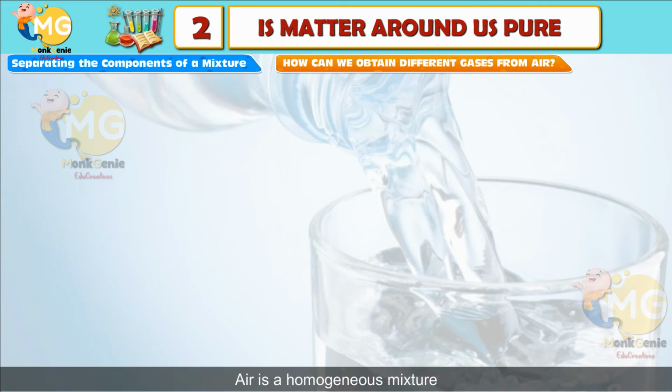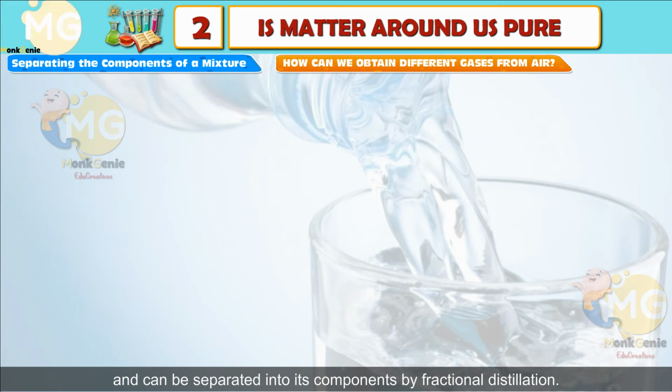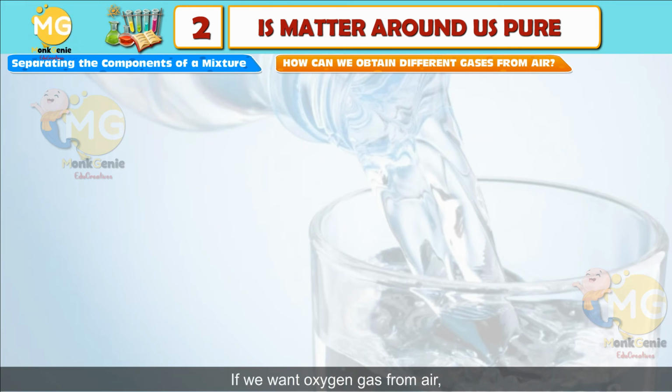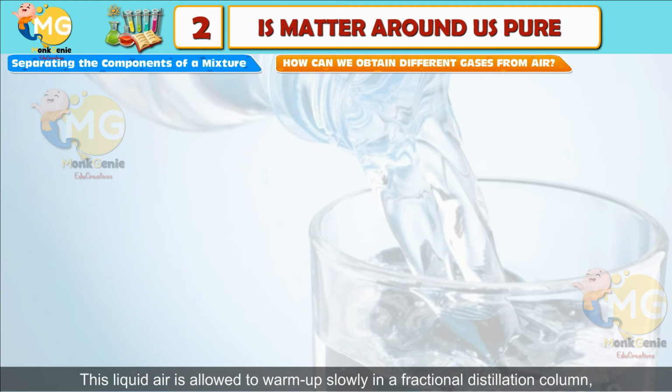Air is a homogeneous mixture and can be separated into its components by fractional distillation. If we want oxygen gas from air, we have to separate out all other gases present in the air. The air is compressed by increasing the pressure and is then cooled by decreasing the temperature to get liquid air. This liquid air is allowed to warm up slowly in a fractional distillation column, where gases get separated at different heights depending upon their boiling points.